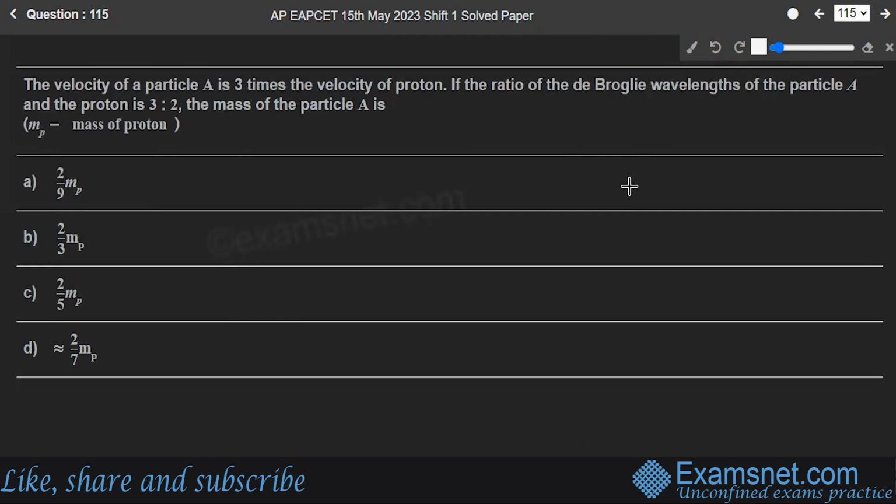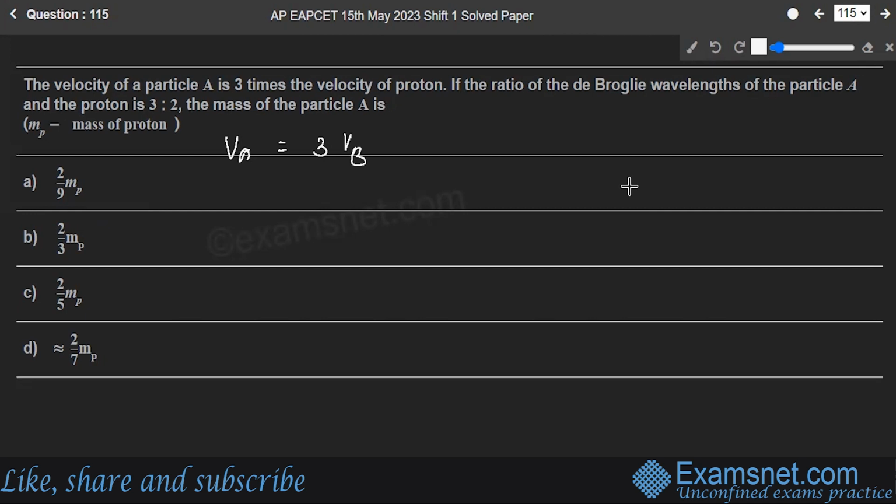The velocity of the particle A is 3 times the velocity of the proton. If the ratio of the de Broglie's wavelength of the particle A and the proton is 3:2, then the mass of particle A is what? Here MP represents the mass of the proton. Okay, so you are having velocity of the particle A is equal to 3 times velocity of the particle B.